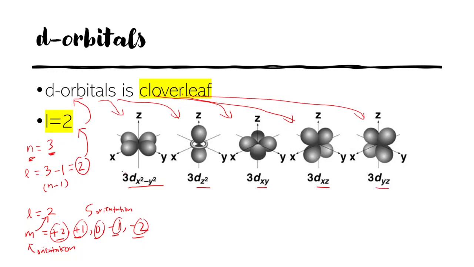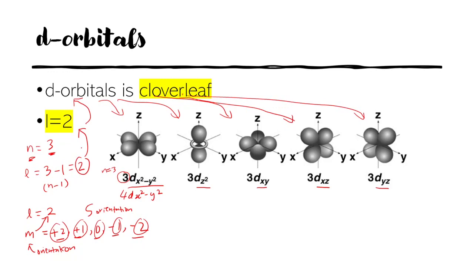And remember, the number 3 here shows that this exists at n equals 3, the orbit 3. But you can also see orbital d in orbit 4, so this one can also be 4dx square minus y square. Or in orbit 5, you can also find it. At n more than 3, you can find orbital d. Lower than 3, you cannot, because you cannot get L equals 2 when n here is lower than 3.